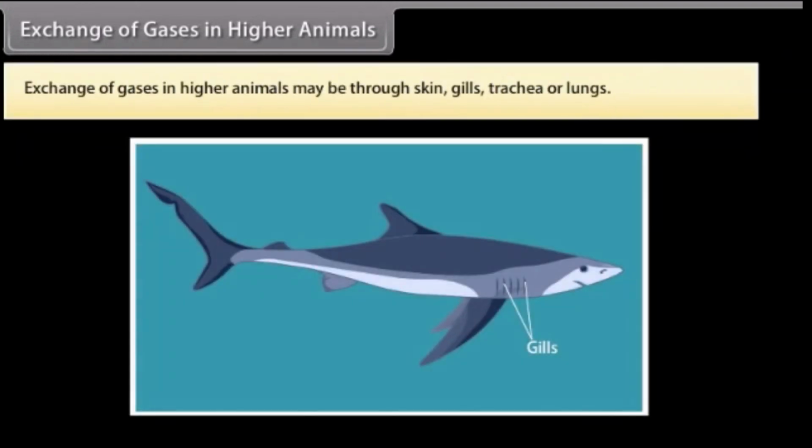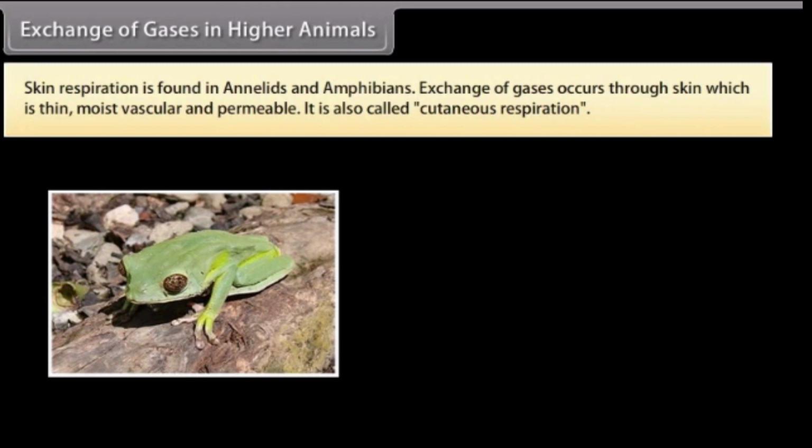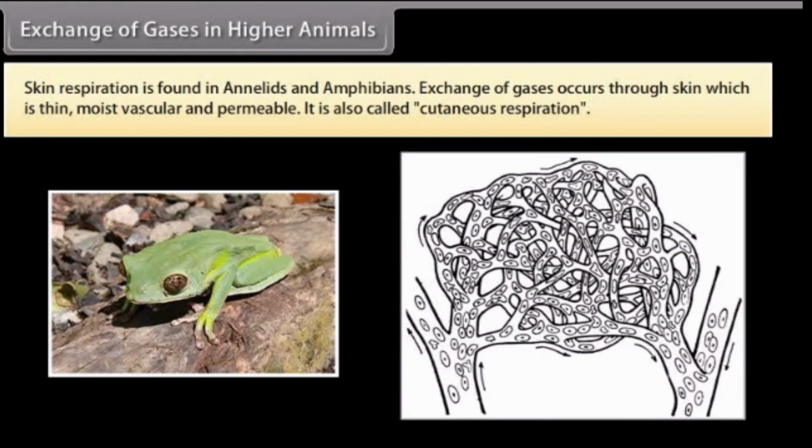Exchange of gases in higher animals may be through skin, gills, trachea or lungs. Skin respiration is found in annelids and amphibians. Exchange of gases occurs through skin which is thin, moist, vascular and permeable. It is also called cutaneous respiration.